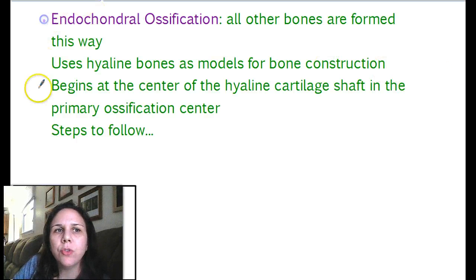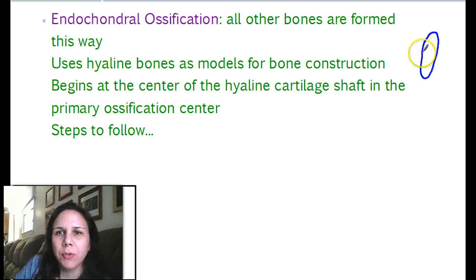Now, endochondral ossification, this is all your long bones and all the other bones, uses a hyaline bone model. So your body starts with a chunk of hyaline cartilage that is a model for the bone to grow. It begins at the center, kind of like the previous one did with an ossification center, and then grows kind of outwards. And as it grows, it actually eats away the middle area. So I'll show you that on the steps.